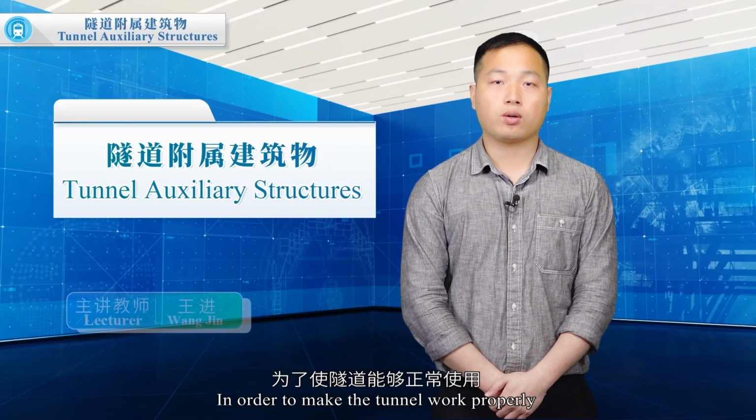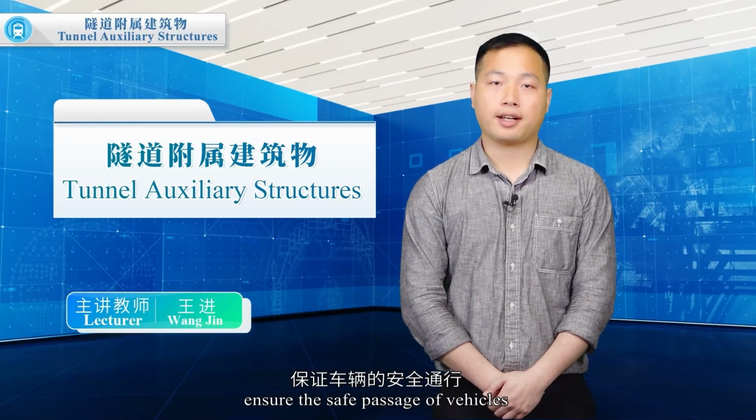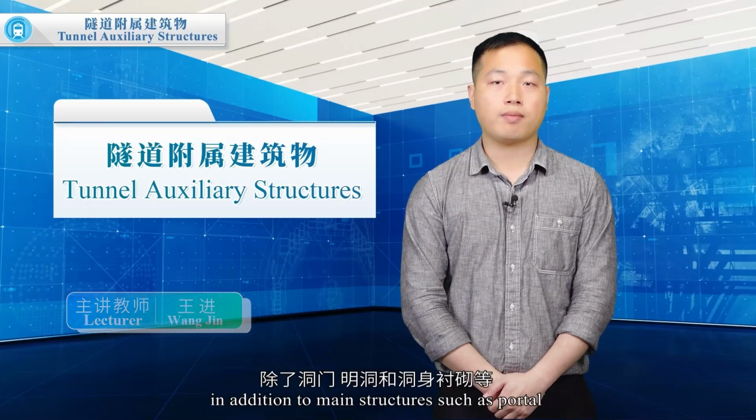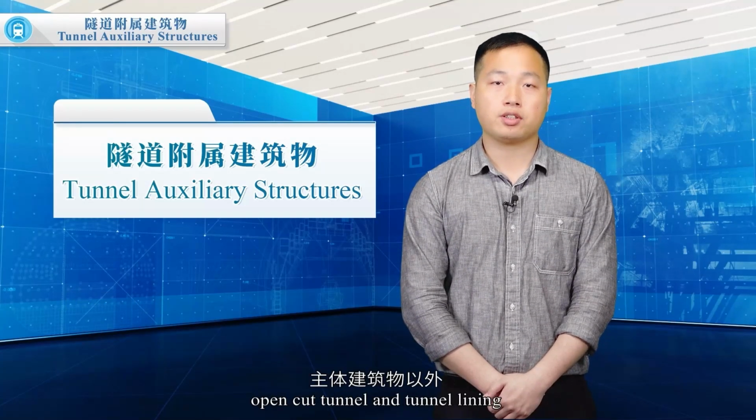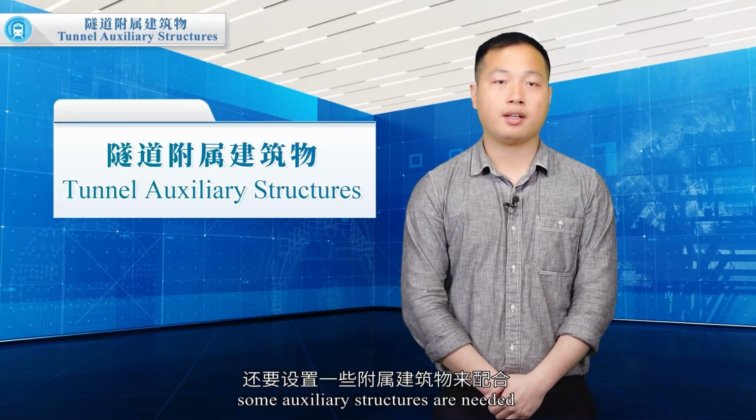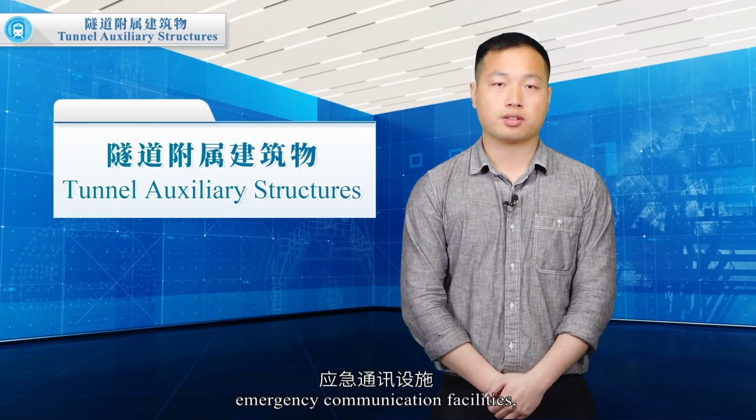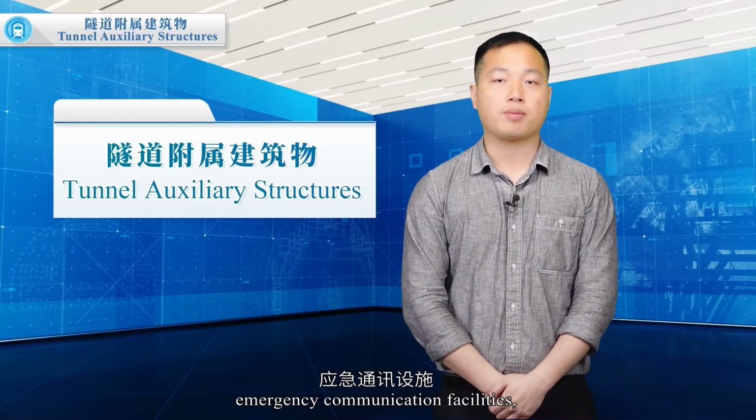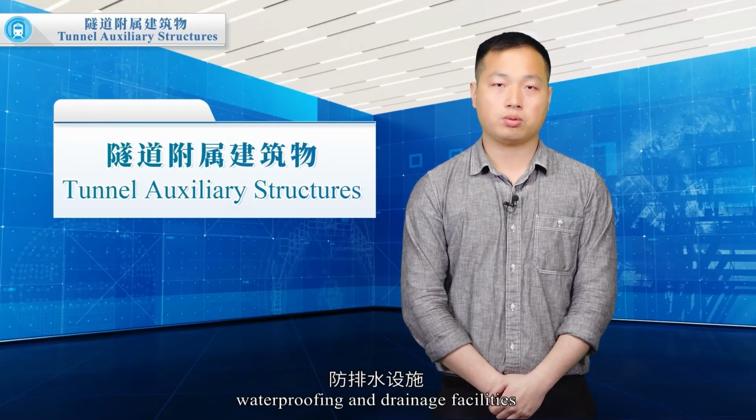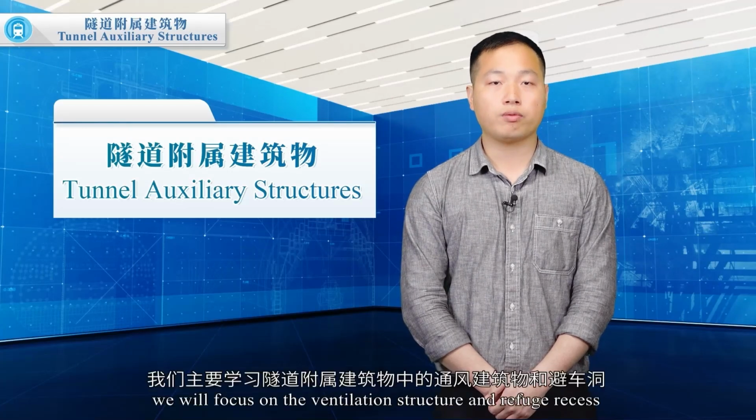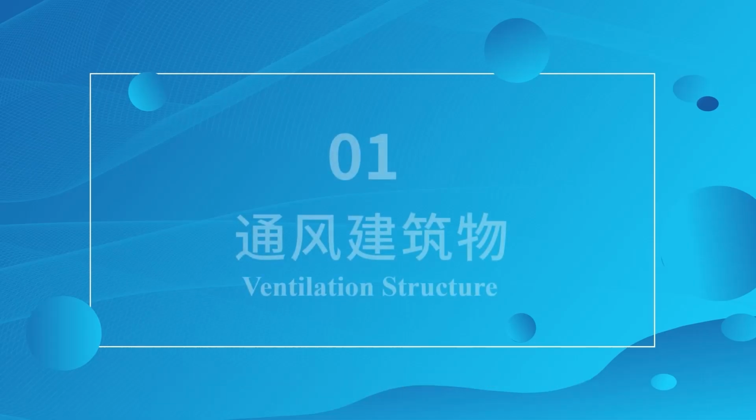In order to make the tunnel work properly and ensure the safe passage of vehicles, in addition to main structures such as portal, open-cut tunnel and tunnel lining, some auxiliary structures are needed, such as refuge recess, firefighting facilities, emergency communication facilities, waterproofing and drainage facilities, lighting equipment and ventilation structures. In this lesson, we will focus on the ventilation structure and refuge recess.